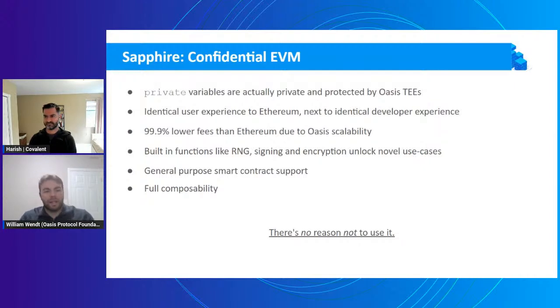We went over Sapphire a bit, but here are some of the interesting features of the network. On Sapphire, you can choose transparent variables and private variables, and anything that's private is actually private and protected by the Oasis TEE. This enables you to build applications on the network that are entirely transparent, entirely private, or somewhere on the spectrum in between. So you get to choose exactly what you want to keep private and what you don't. It's EVM compatible, and it offers an identical experience to Ethereum.